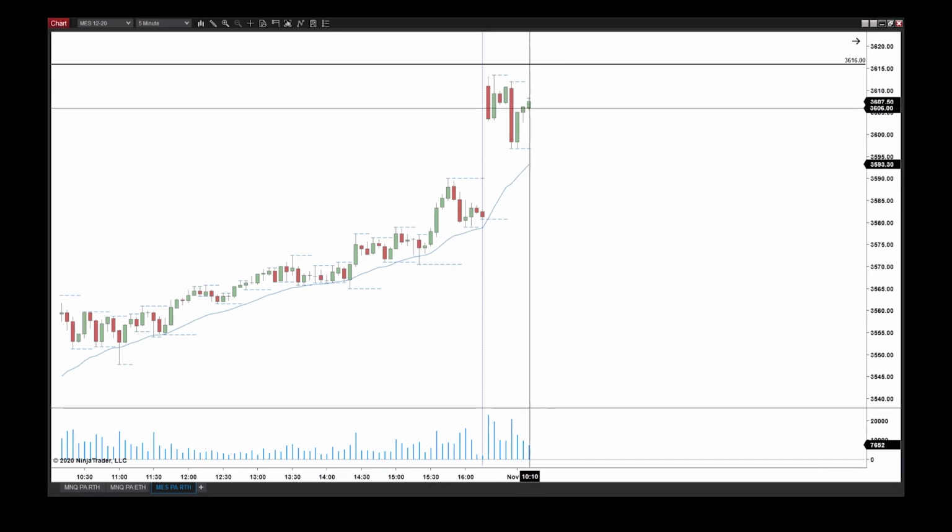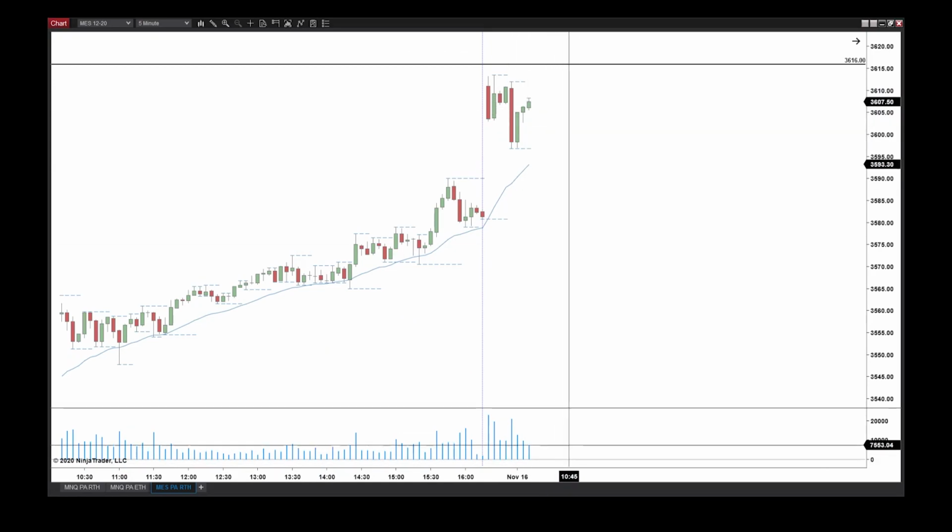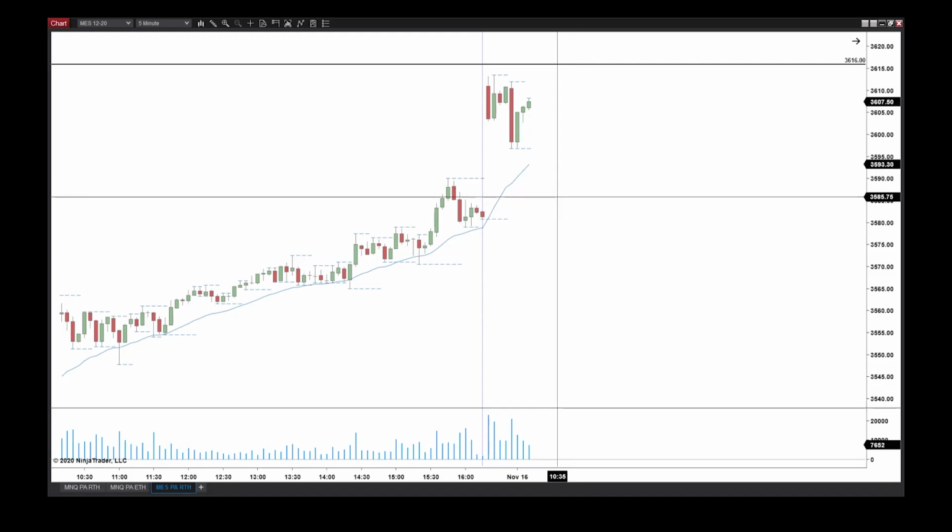We're still seeing continuation to the upside, and volume is the lowest it's been all day. Nobody's looking to do anything in here yet, which from a buyer's standpoint is actually a good thing. Nobody's selling. So we can at least look for more continuation higher.